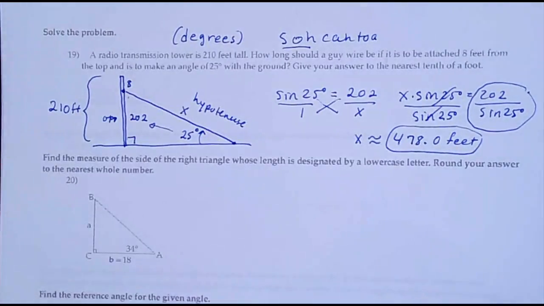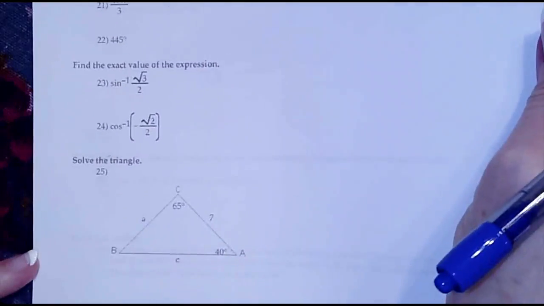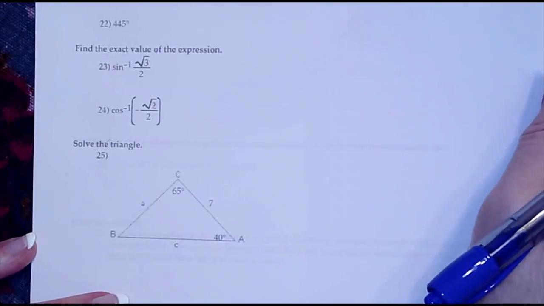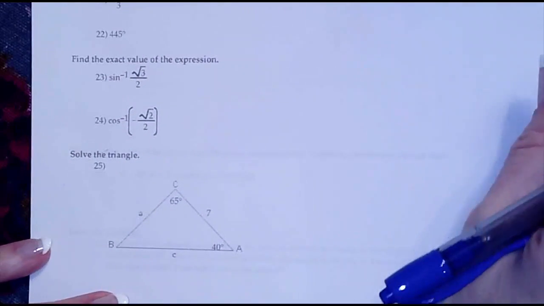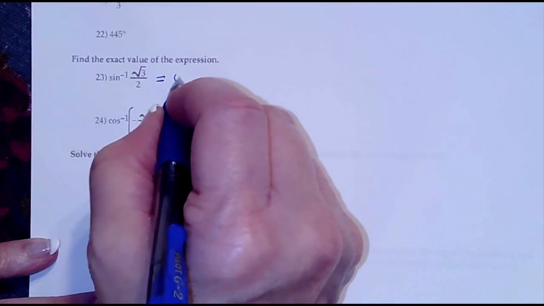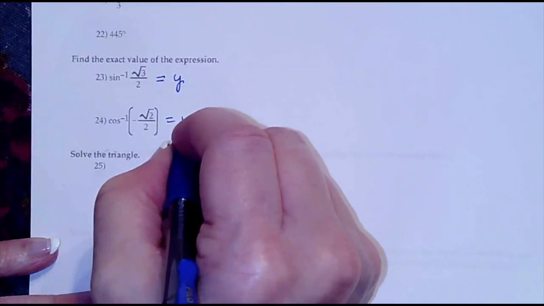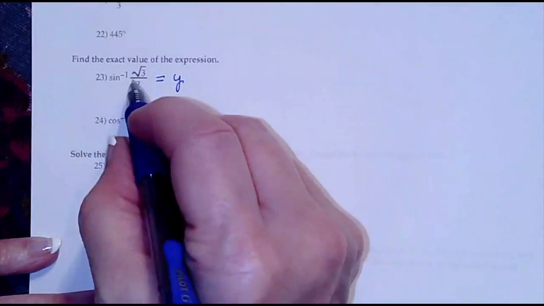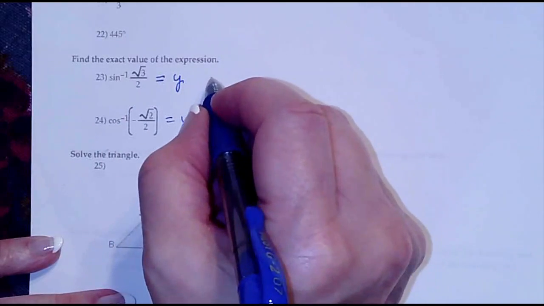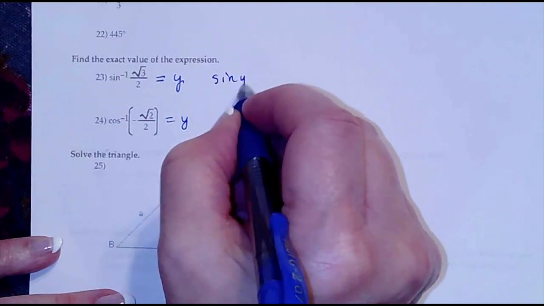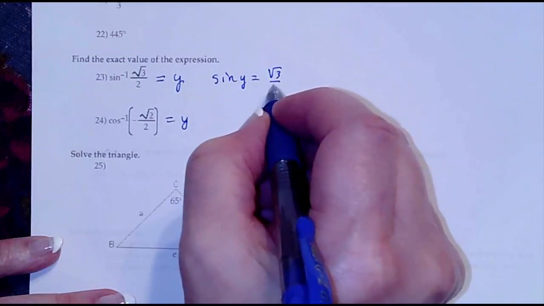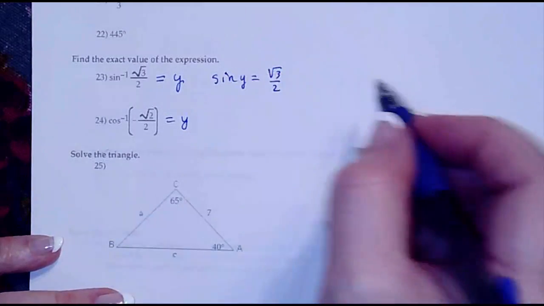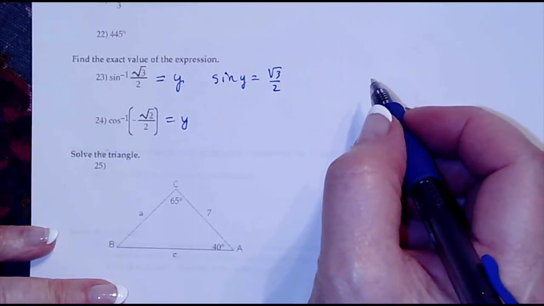Okay, we're going to jump down to number 23 because we did one already, like 21 and 22. So we're going to go down to 23. Now this one again was from last chapter as well, so we set it equal to y. To get rid of the -1, we're changing it from inverse function. So I'm going to have sine of y equals square root of 3 over 2. So sine of y equals square root of 3 over 2.